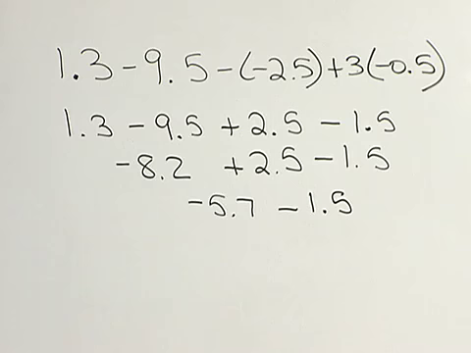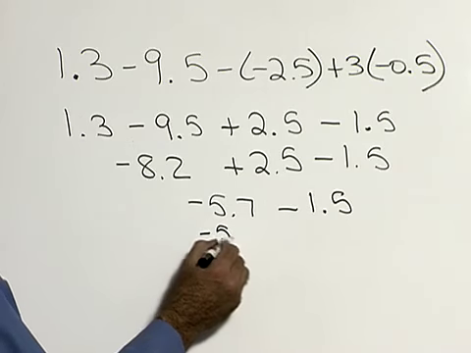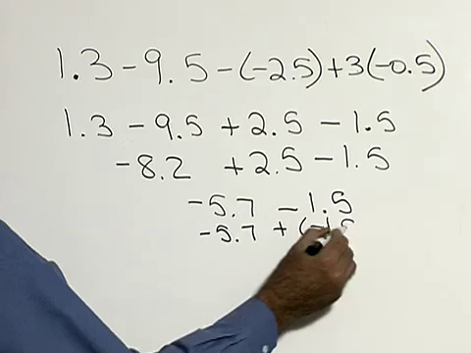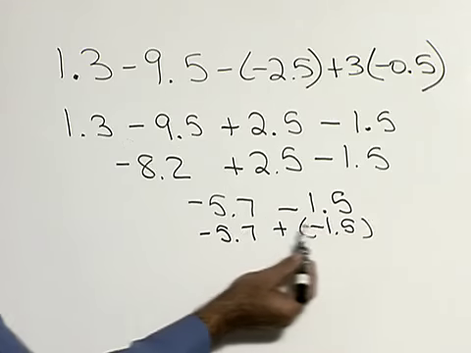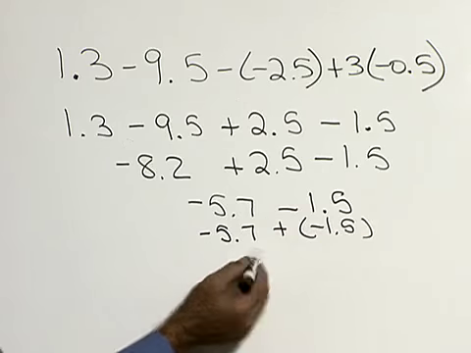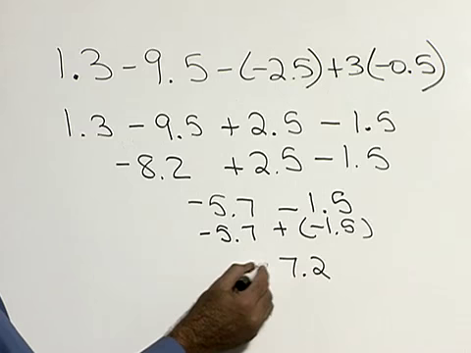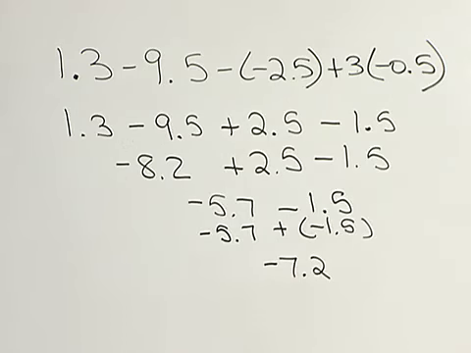Well, you might want to rewrite this. So let's rewrite this as negative 5 7/10 plus negative 1 5/10. So since both of our signed numbers are negative, we can add them and get 7 2/10. And since they're both negative, our result will be negative. So simplifying this with our order of operations gives us a result of negative 7 2/10.